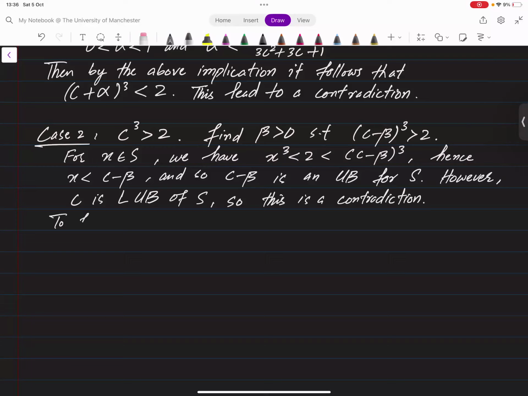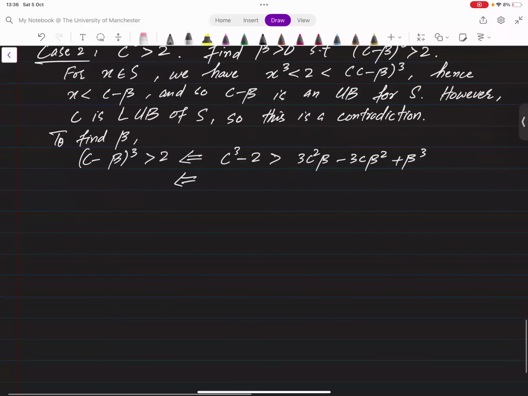To find beta, (c minus beta) cube is greater than 2, and this is implied by c cube minus 2 is greater than 3c square beta minus 3c beta square plus beta cube, and this is implied by c cube minus 2 greater than beta times (3c square plus 3c plus 1), and 0 is less than beta is less than 1.